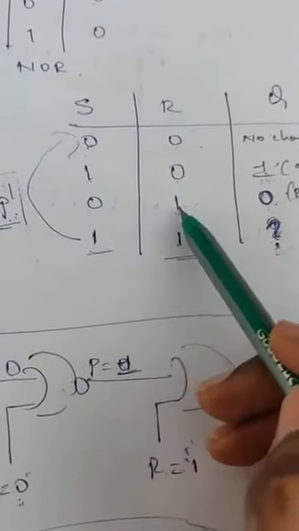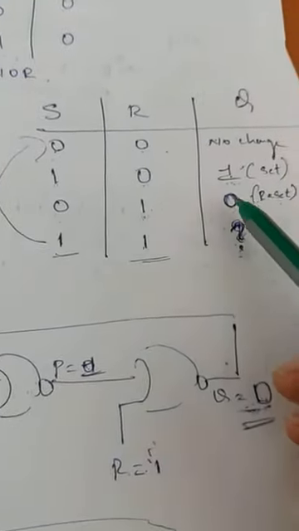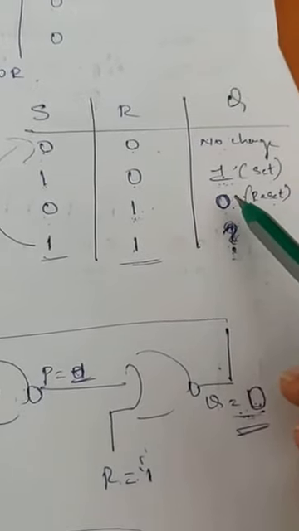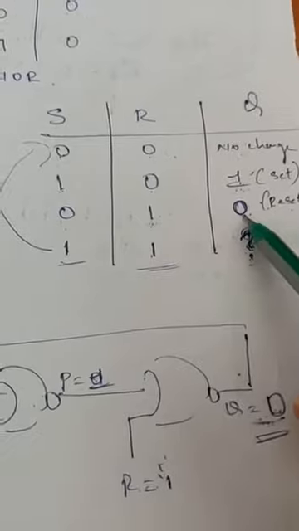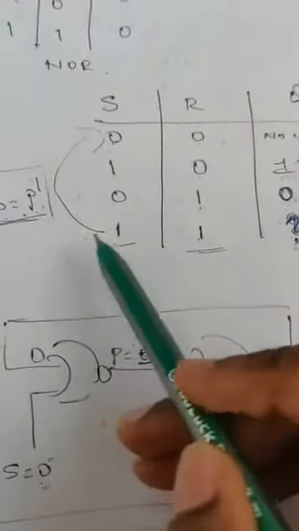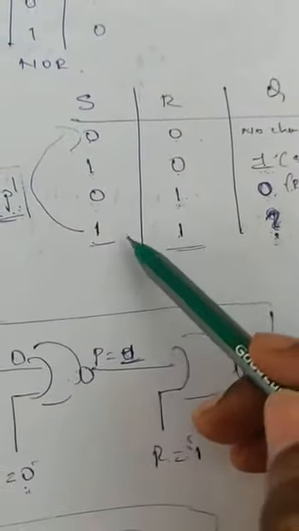When s is equal to 0 and r is equal to 1, no matter what the previous state might be, if the previous state is 1, it will change to 0. If the previous state is 0, it will be 0 itself. That is the reset state. What happens when s is equal to 1 and r is equal to 1?